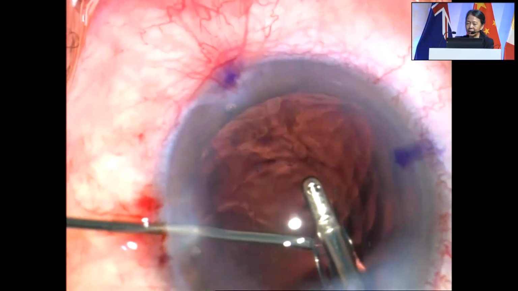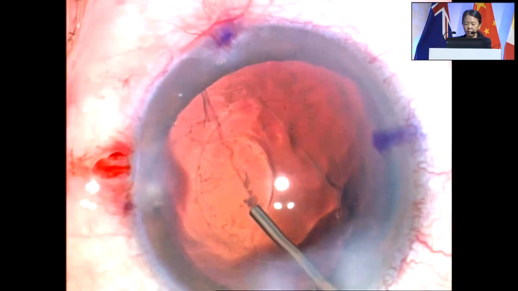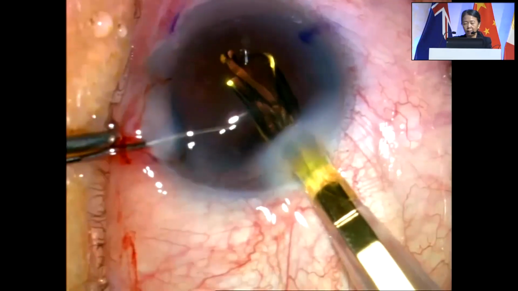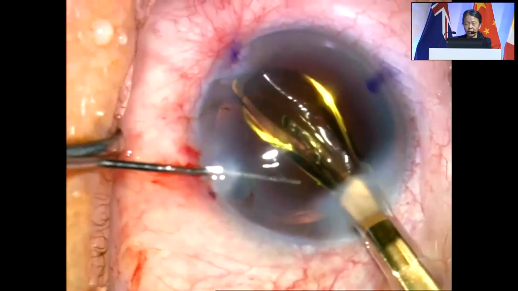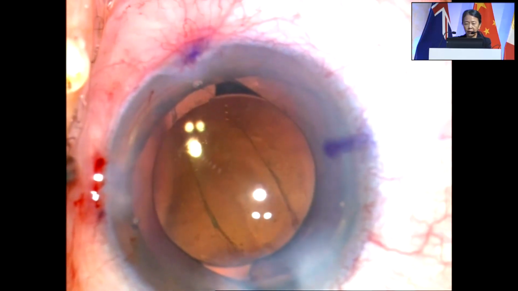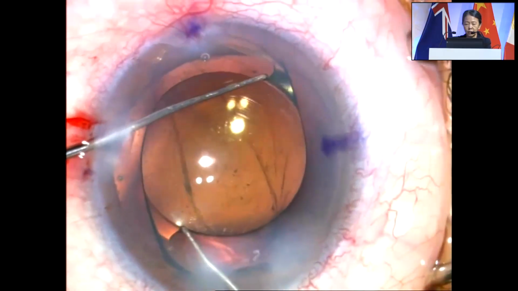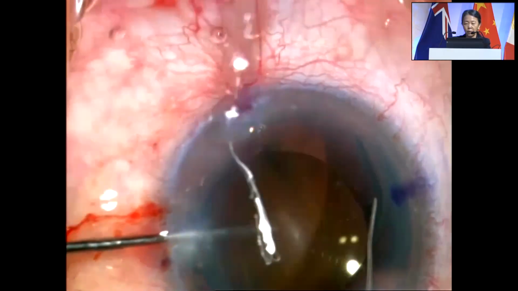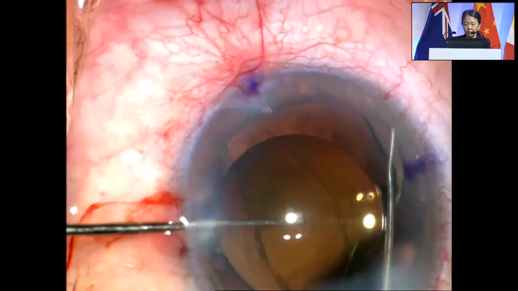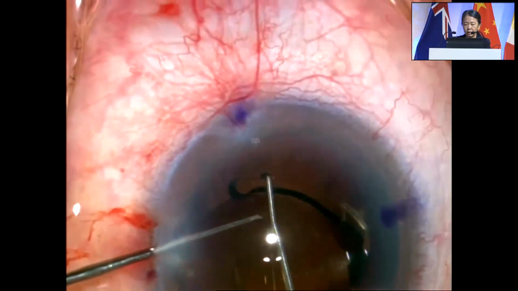Because if one side breaks, it's very highly likely that the other side would be quite similar. But fortunately, the direction in which it breaks is in my favor, okay? And I put this into the anterior chamber, as you can see. I'm rotating this toric lens to the axis that I intend at 90 degrees.